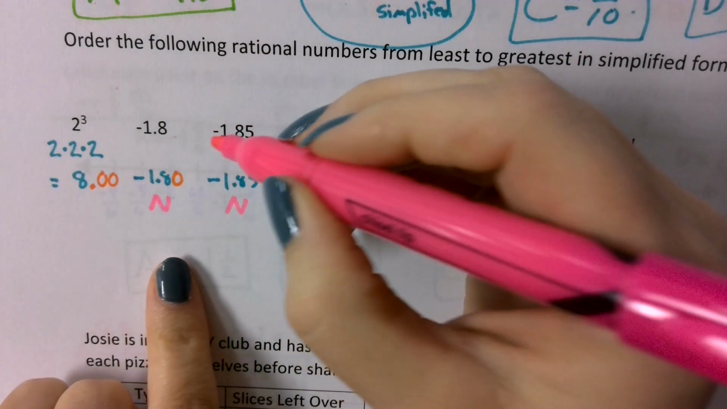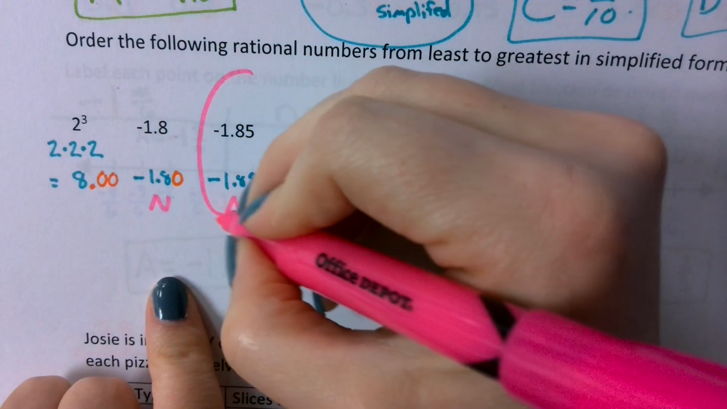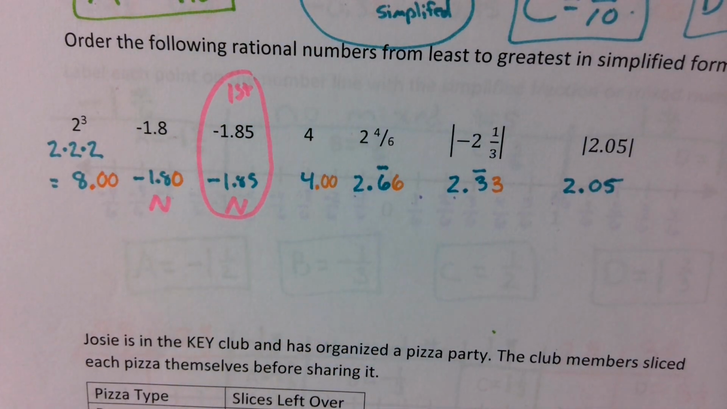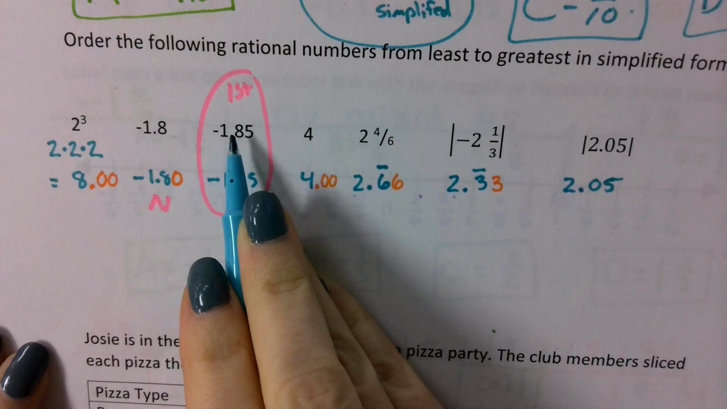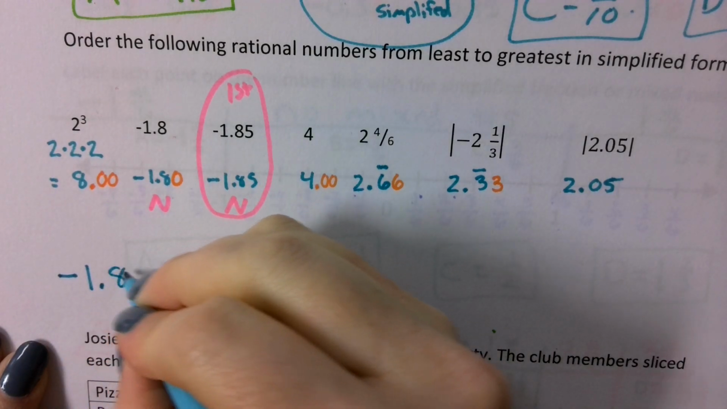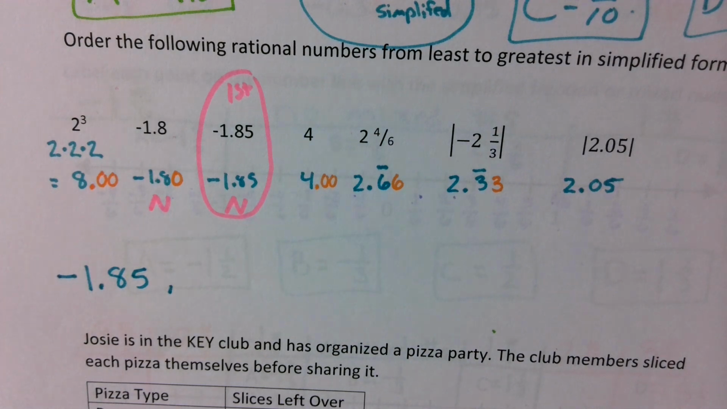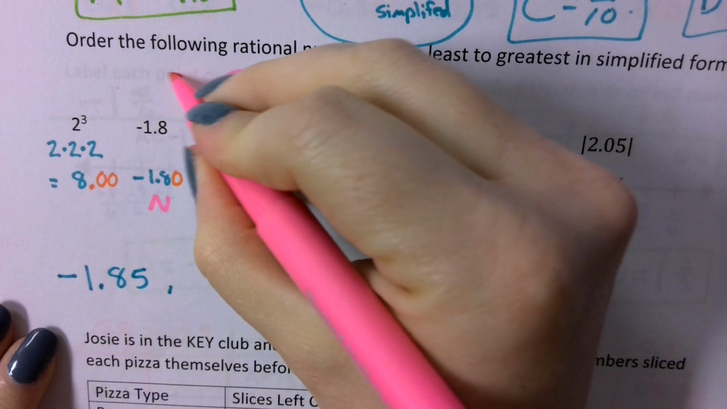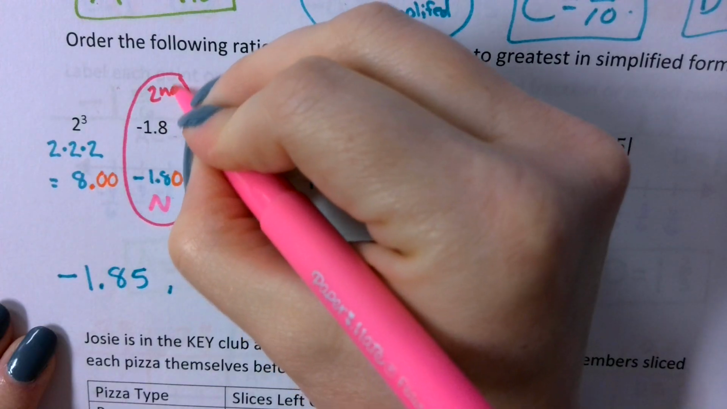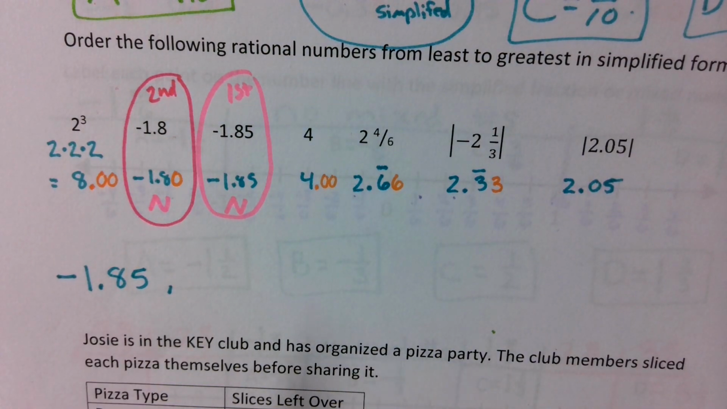This one is our smallest. So I'm going to circle it, and I'm going to put down that this is my first value. That's going to be my first number that I'm writing down when I put it in order from least to greatest. So that would be, in its original form, negative 1.85. Okay, that means that my second value is going to be the only other negative number that I have, negative 1.8.